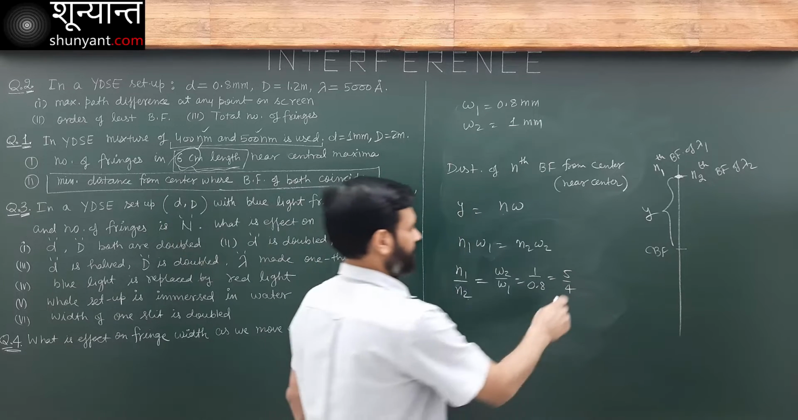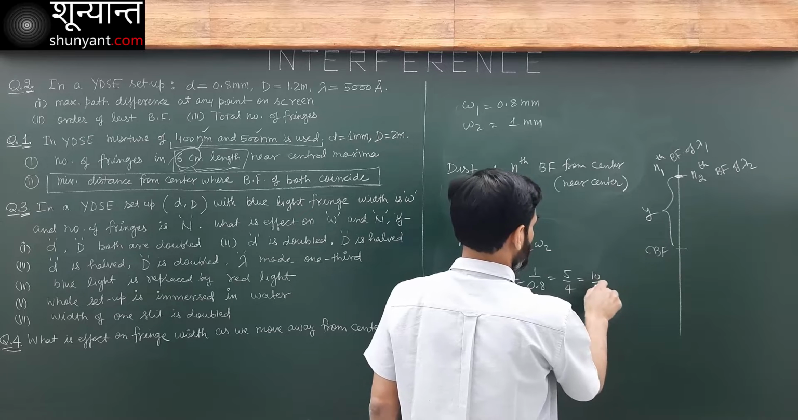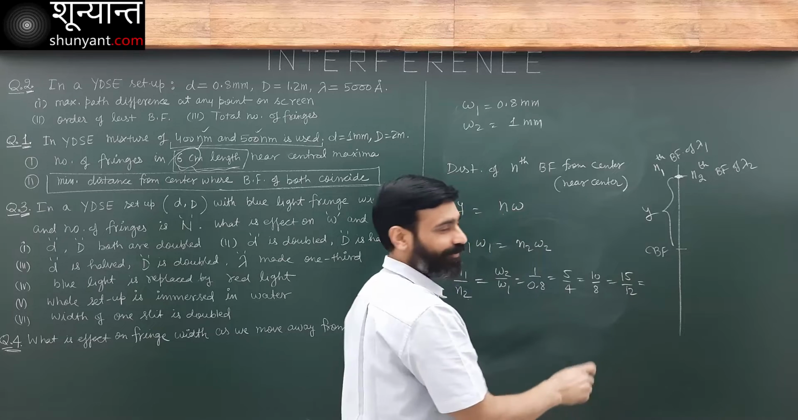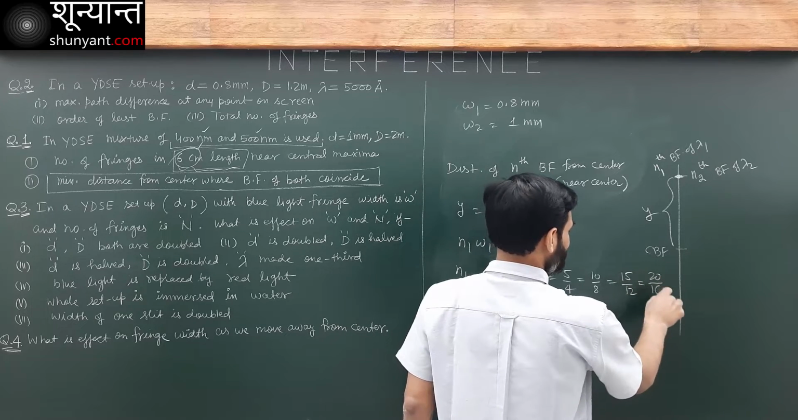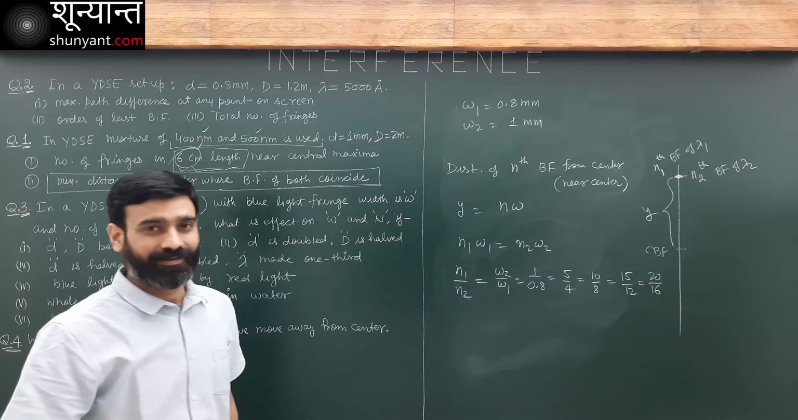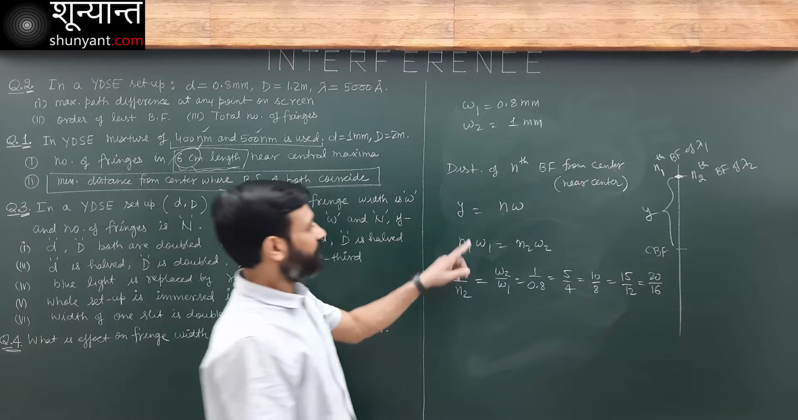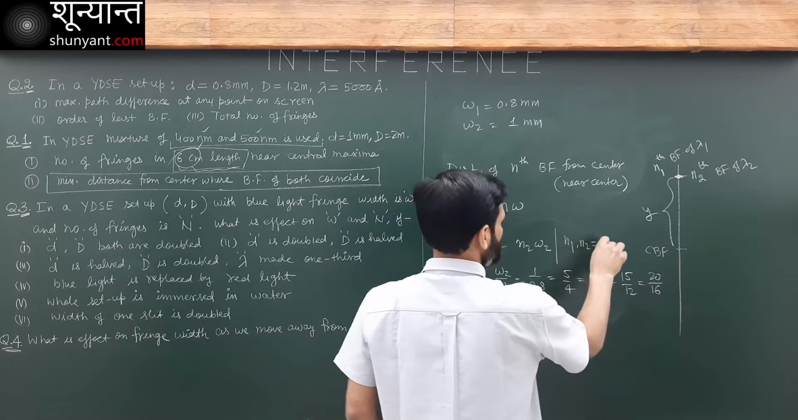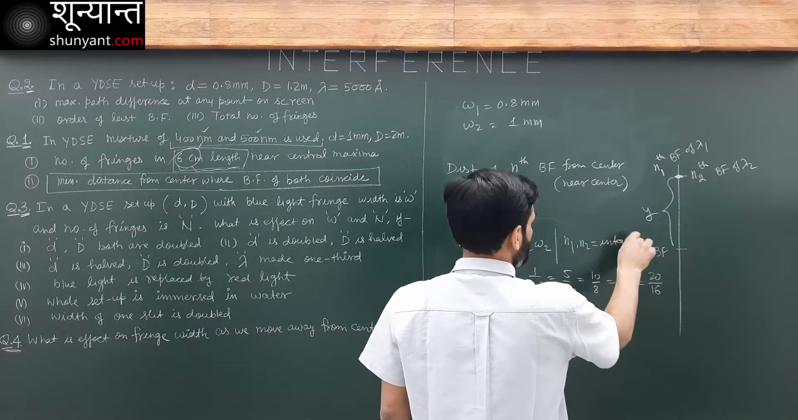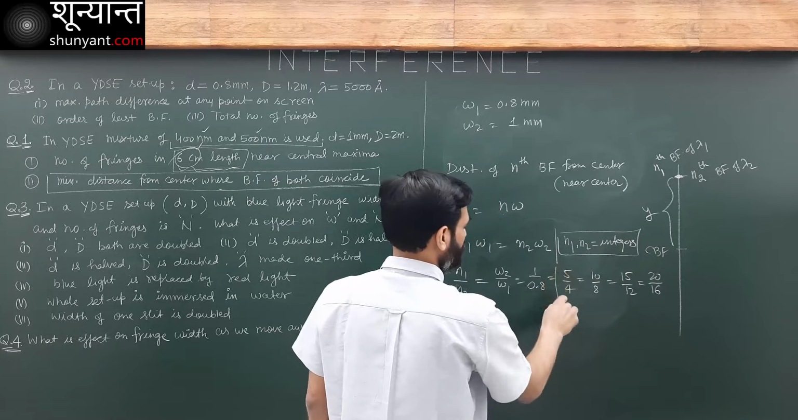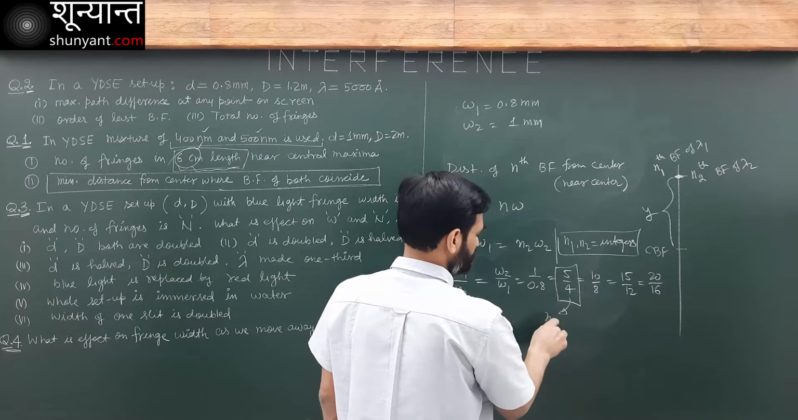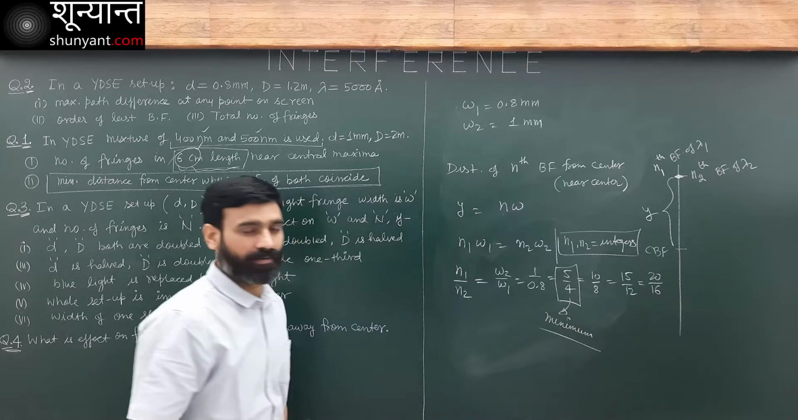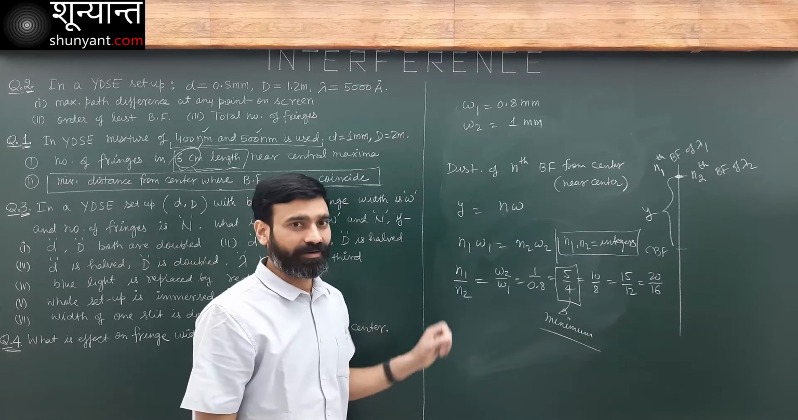It can also be 10 over 8, it can be 15 over 12, it can be 20 over 16. But N1 and N2 should be integers. What is the minimum value? This is the minimum.